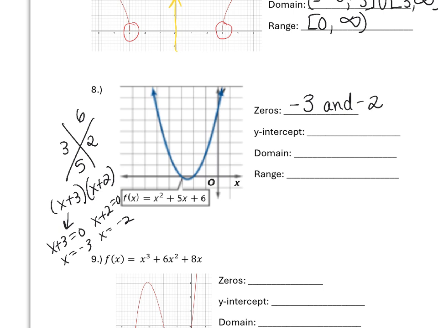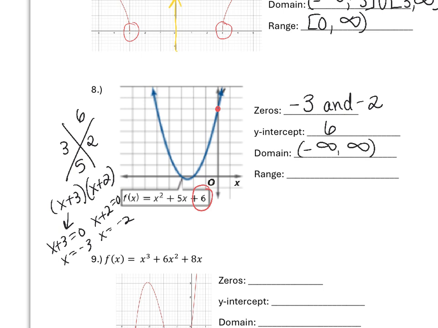Okay, the y-intercept, again, we can kind of see this on the graph. We can also see it in standard form. So my y-intercept is occurring at +6. And then the domain of this function is from -infinity to infinity.